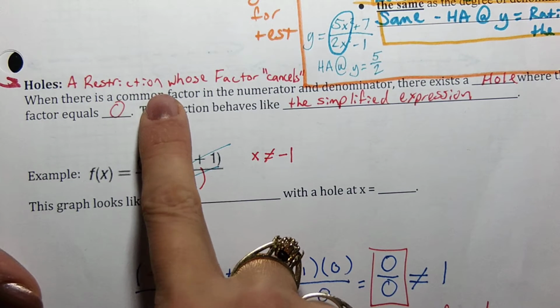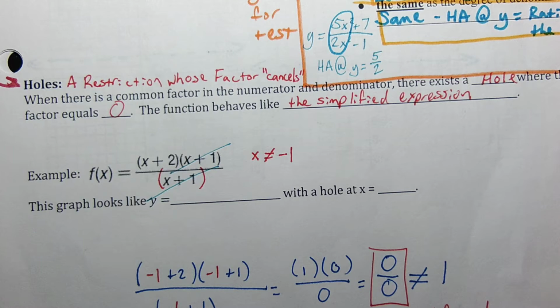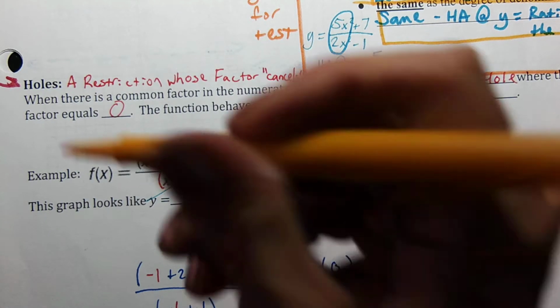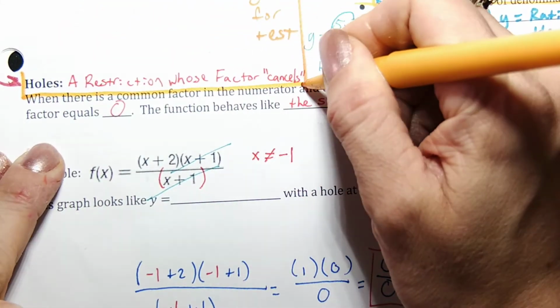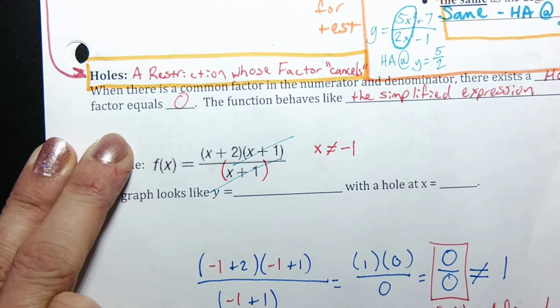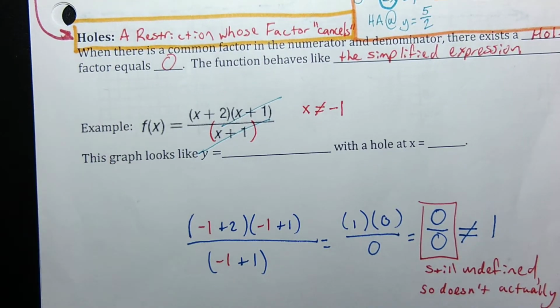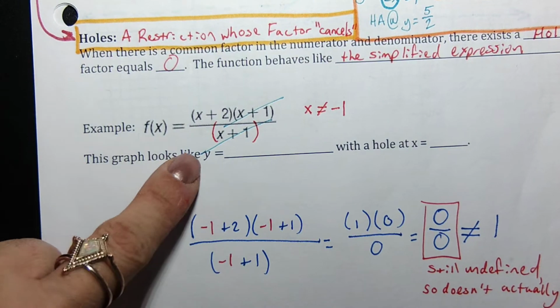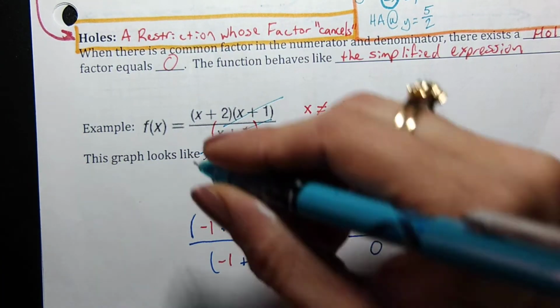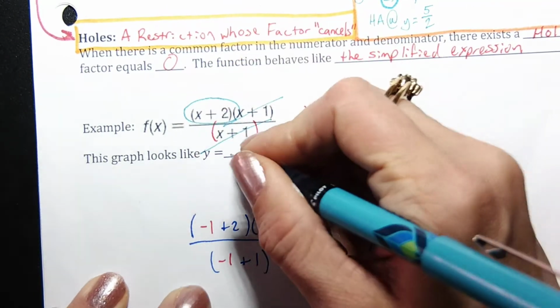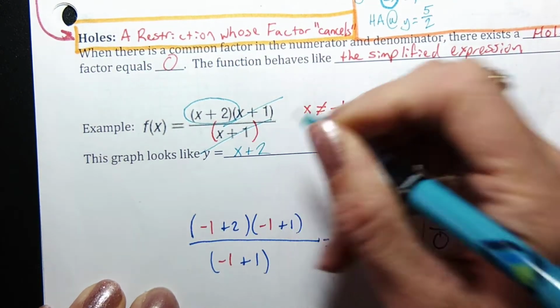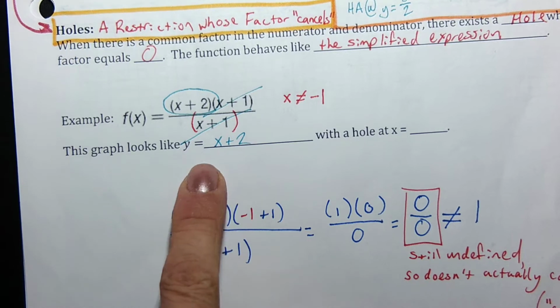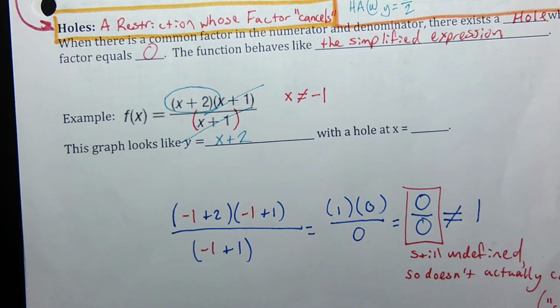And when a restriction cancels, we say that it is a hole instead of a vertical asymptote. So a hole is a restriction whose factor cancels. And what's interesting about this is the graph actually ends up looking or behaving like whatever is left. So this graph would look like y equals x plus 2, or it would look like a line with a hole at -1.